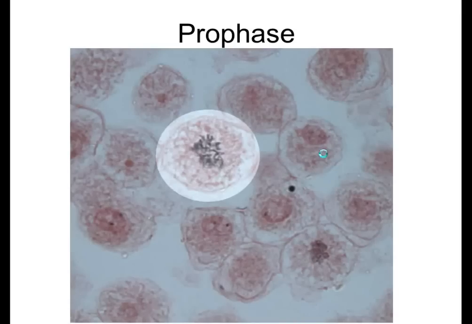So here's a whitefish embryo called a blastula, and here, as you can see, the chromosomes are distinct, versus here in this cell, you don't see the chromosomes.